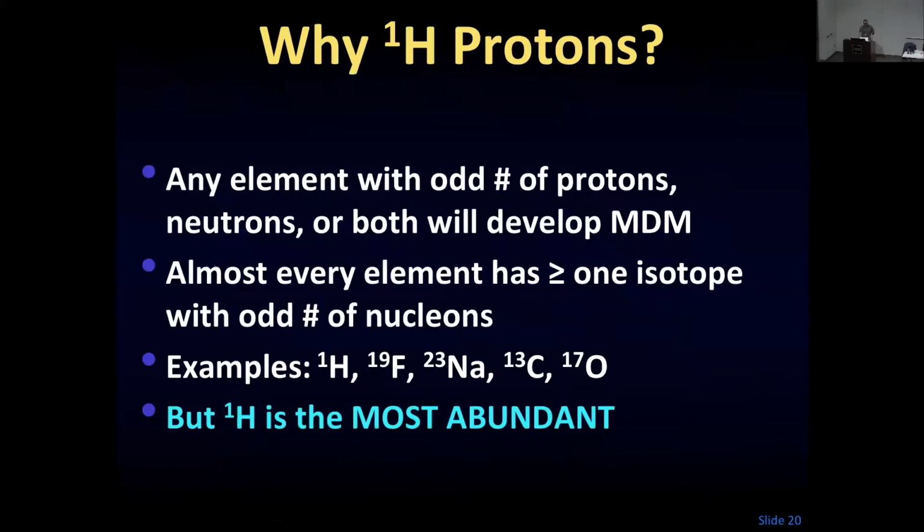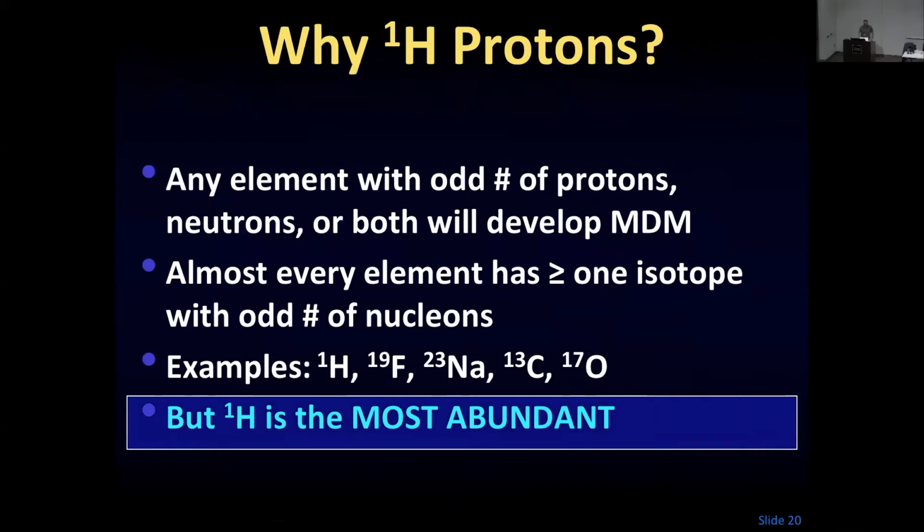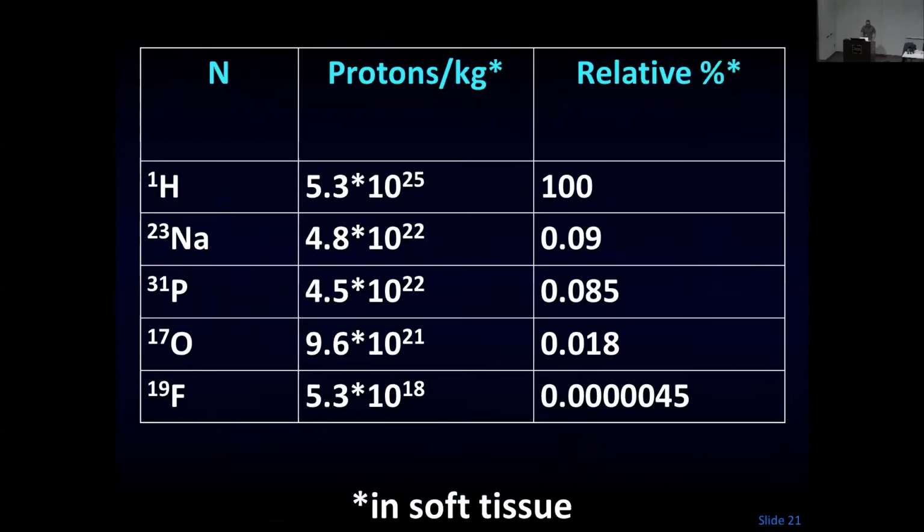Well, the reason that we pick hydrogen protons is that hydrogen protons are the most abundant. And to illustrate that, here's the relative abundancy of different protons. So if we assume that hydrogen has a relative abundance of 100%, the next most abundant one would be sodium-23. And notice what this is. This is 0.09%. So this is not 9%.